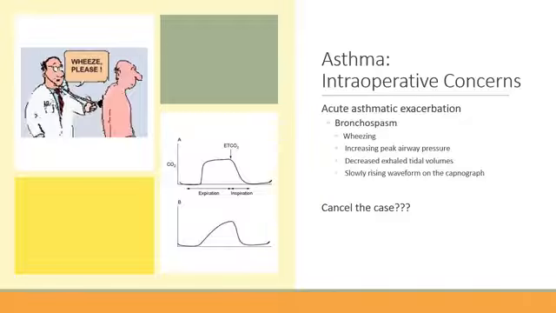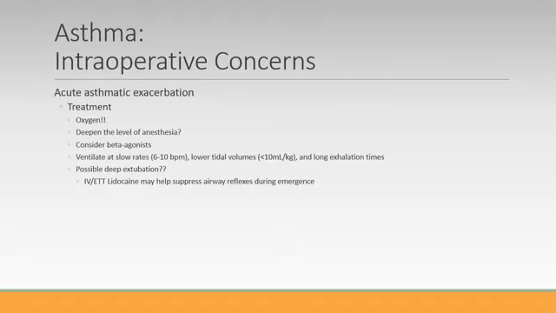we see it beforehand. In terms of intraoperative concerns and treatment for an acute asthmatic exacerbation, one of the first things we want to do is increase the FiO2, the oxygen, so that any air that they're breathing in has more oxygen to make sure that they stay well oxygenated. And then, if it's a general anesthesia case, one of the next things I want to do is go ahead and deepen the level of anesthesia.